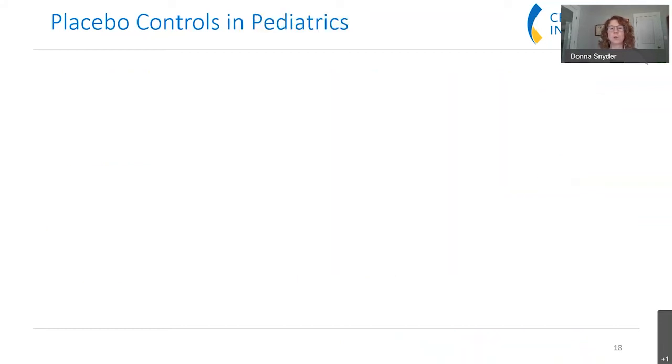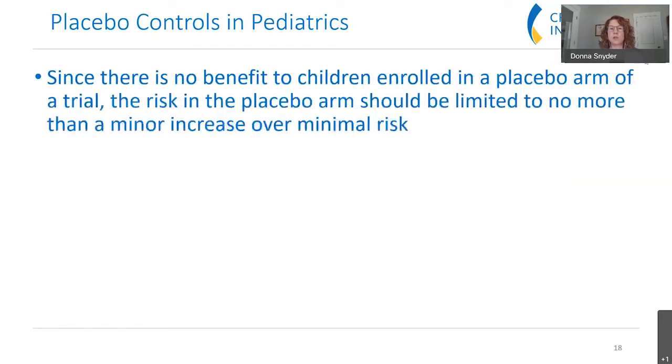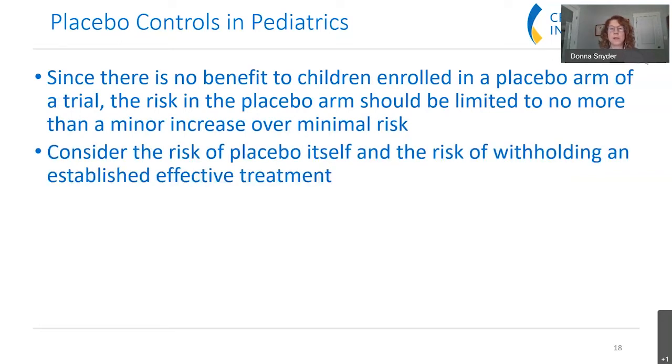So what about placebo controls in pediatrics? What else do we need to think about? So you may remember we talked about these risk thresholds, and since there's no benefit to children when they're enrolled in the placebo arm of a trial, the risk in the placebo arm should be limited to that minor increase over minimal risk threshold. When we're considering that risk, we need to consider the risk of the placebo itself and the risk of withholding established effective treatment.